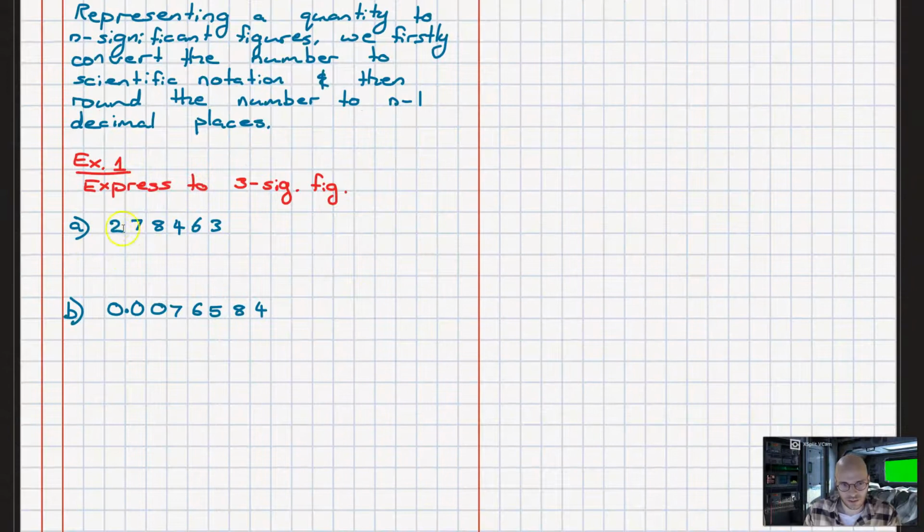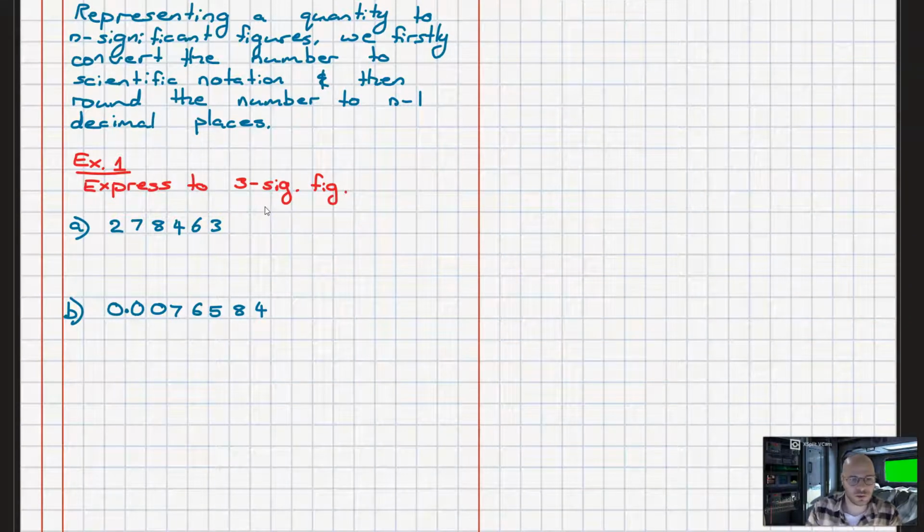So what we have here are two quantities. First one we have 278,463, and the second one we have 0.00765884. So example A here, we're going to express this quantity to three significant figures.